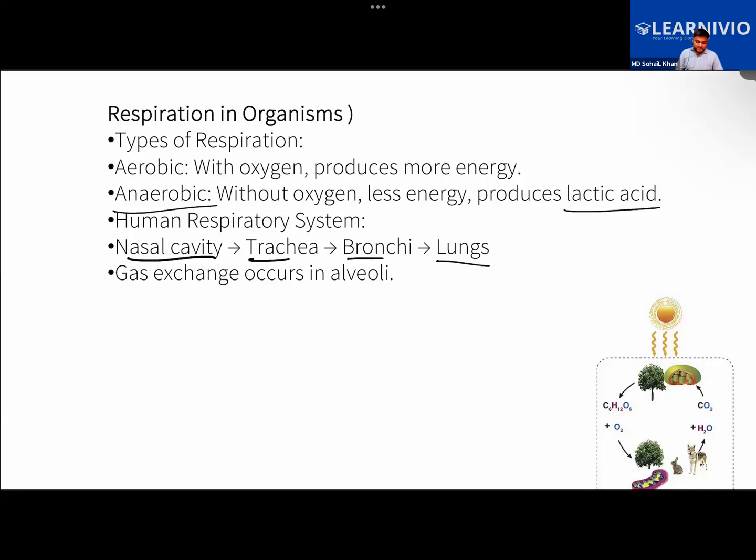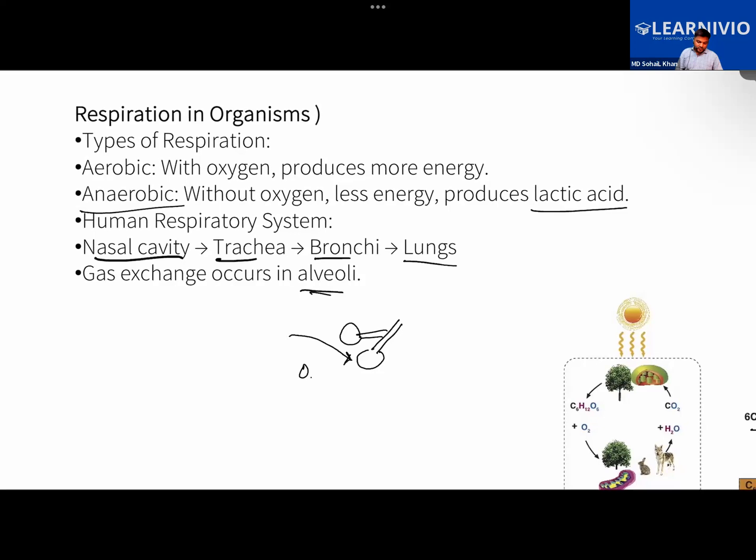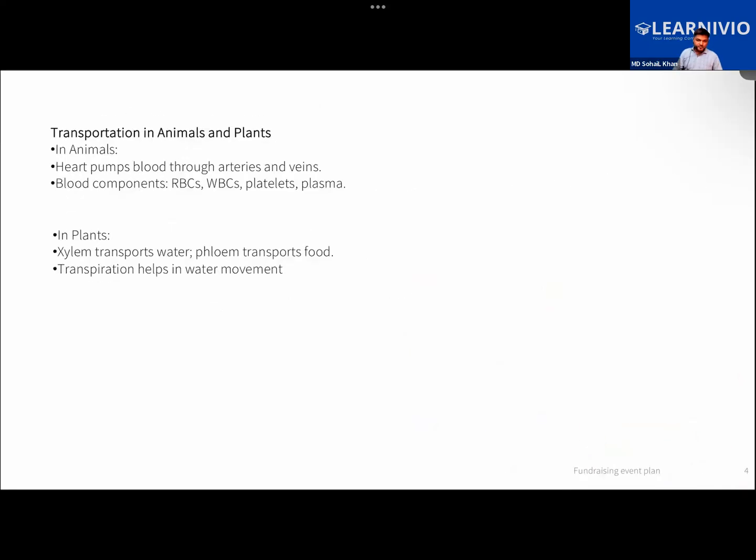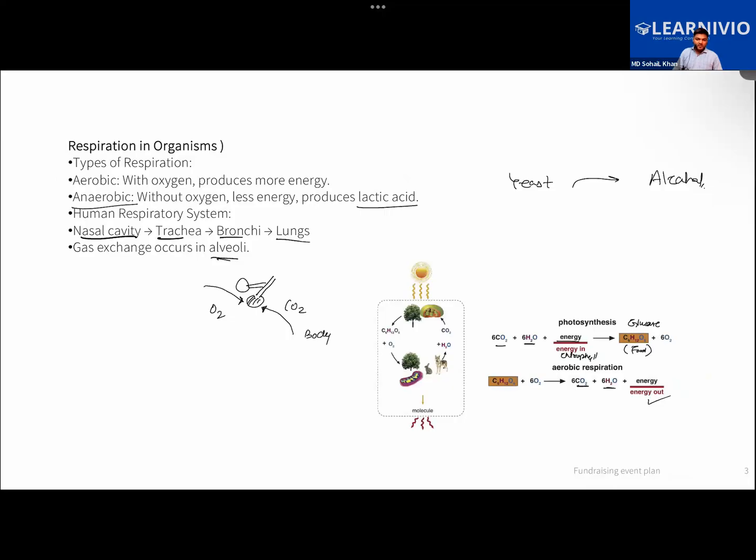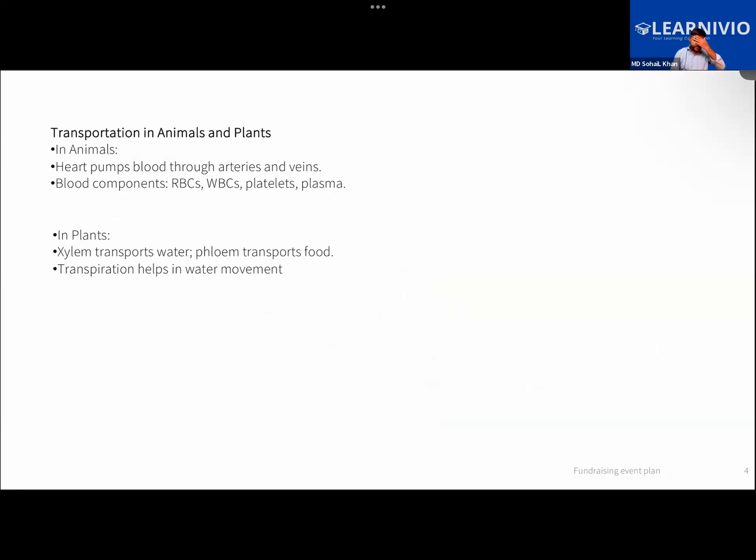And where is the gas exchange occurring? It occurs in the balloon-like structures in our lungs called alveoli. The oxygen gas that we take in, that is O2, goes into the alveoli, and from the rest of the body, carbon dioxide gas reaches the alveoli. That is the gas exchange which happens there. We also learned about the application of anaerobic respiration. When it is done by yeast, it is used in the baking industry and in the manufacturing of alcohol.